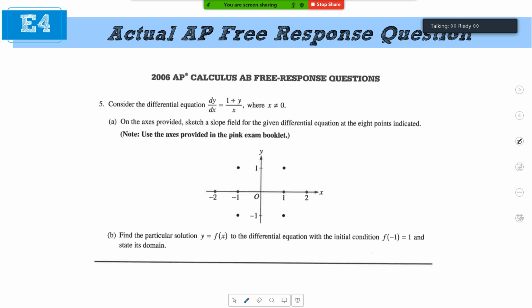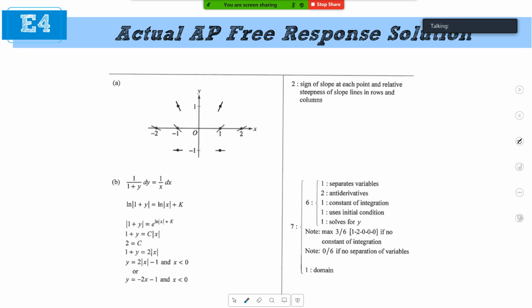No problem. I'm assuming you can all plug and chug and do that. Okay. Then part B, find the particular solution for the differential equation for the initial condition of f of negative 1 being equal to 1, state the domain. All right, so this is what the grading rubric looks like. You got your little dashes in there. We don't really care about where the points come from. What I really wanted to get to, and the reason I threw this up here, is trying to drive home this.